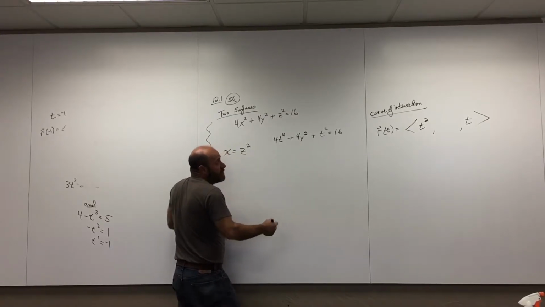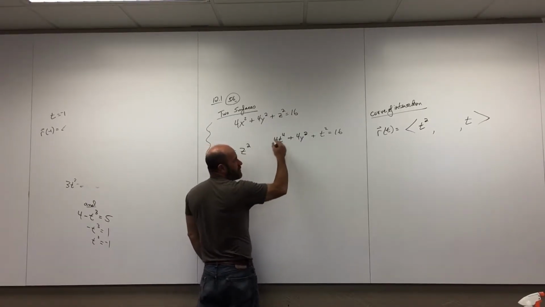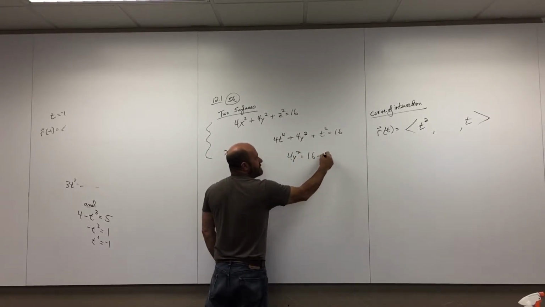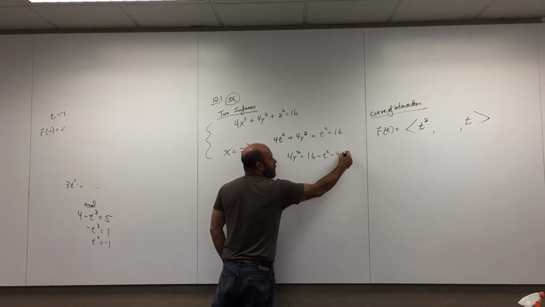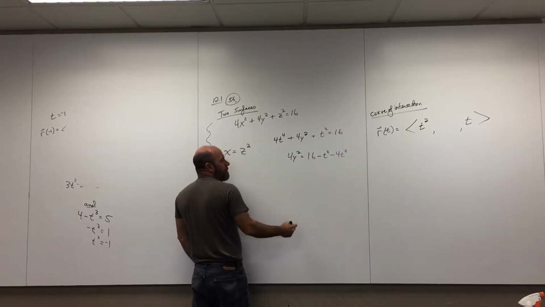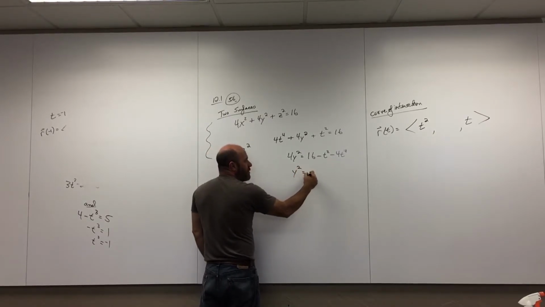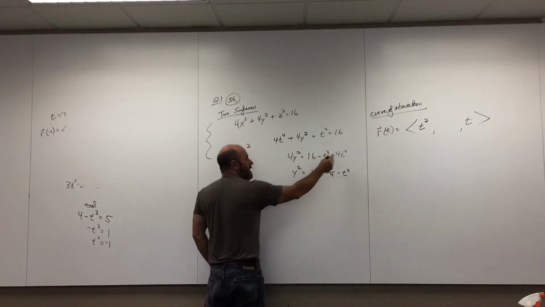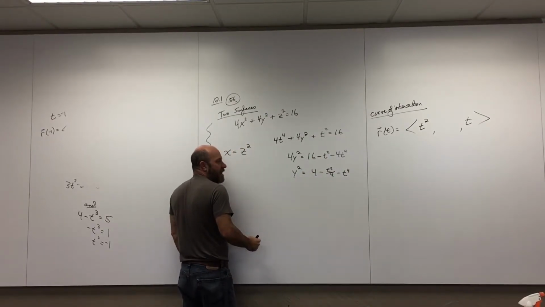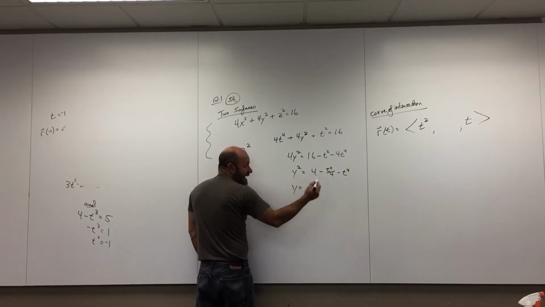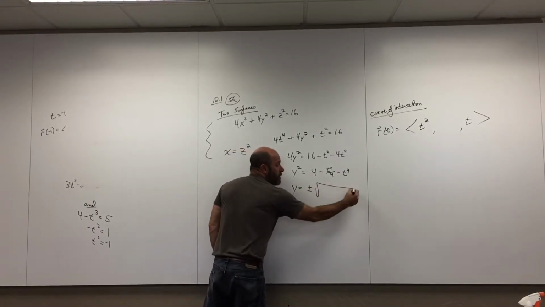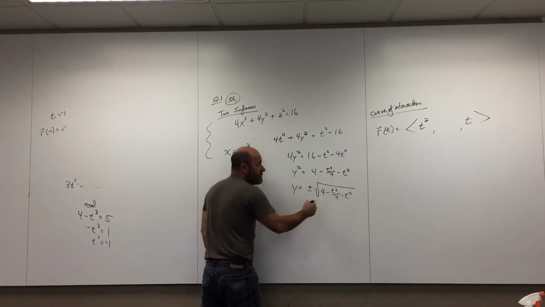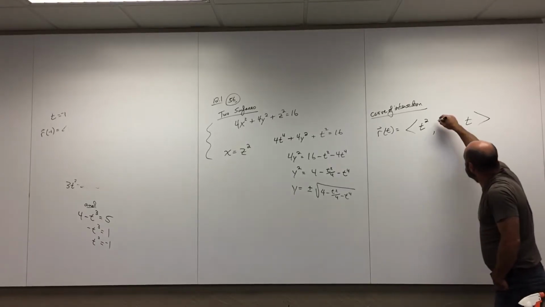It looks messy, but here it is. You subtract those terms, of course. 4y squared is 16 minus t squared minus 4t to the fourth. What should I do now? Divide by 4, y squared is 4 minus t squared over 4 minus t to the 4th. I divided 4 through there. Take the square root, and y is technically plus or minus the square root of 4 minus t squared over 4 minus t to the 4th. That's it. You accomplished it.